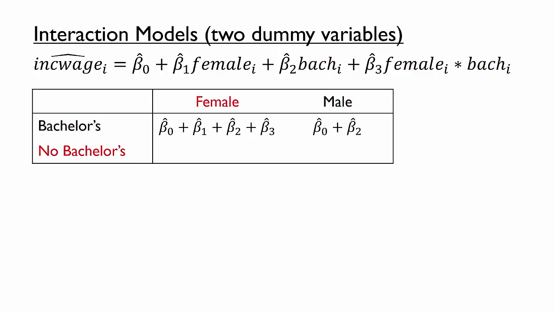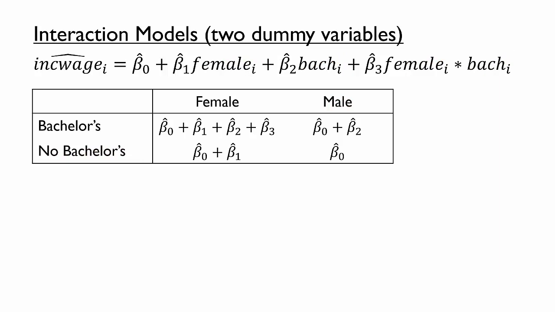In the bottom left, a female with no bachelor's degree has female equal to 1 and bachelor's equal to 0, so the predicted income is beta 0 hat plus beta 1 hat. Finally, in the bottom right, a male without a bachelor's degree has a value of 0 for both the female variable and the bachelor's variable, so the predicted income is simply beta 0 hat. We will use this table of predictions to help us understand each of the coefficients in the model.